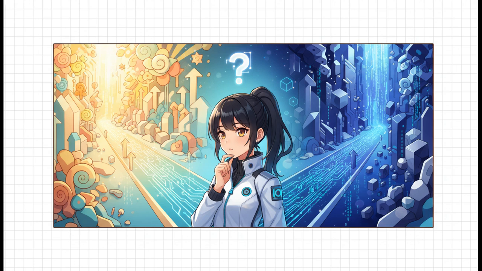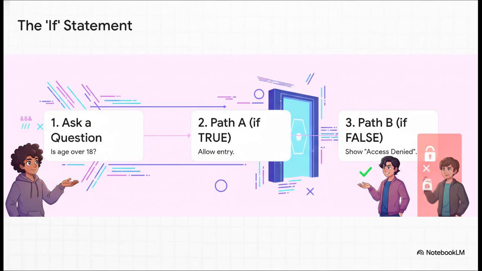Believe it or not, we can teach our code to do that exact same thing using logic. It's done with something called an if statement. Basically, the program asks a simple question that has a yes or no, a true or false answer. For example, is the user's age over 18? If the answer is true, the code goes down path A and lets them in. But if the answer is false, it goes down path B and shows access denied. It's that simple decision-making, right at the core.